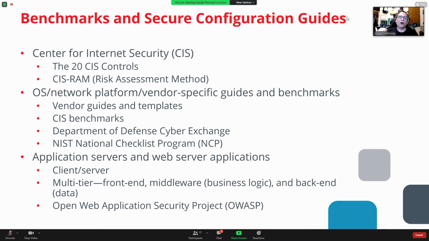So there's a lot of stuff out there that you can utilize to help secure your environment, to go back and look at all of the different operating systems and devices you have on your network and ensure that you're configuring them to best practices. And if you do that, it goes a long way towards securing your network.